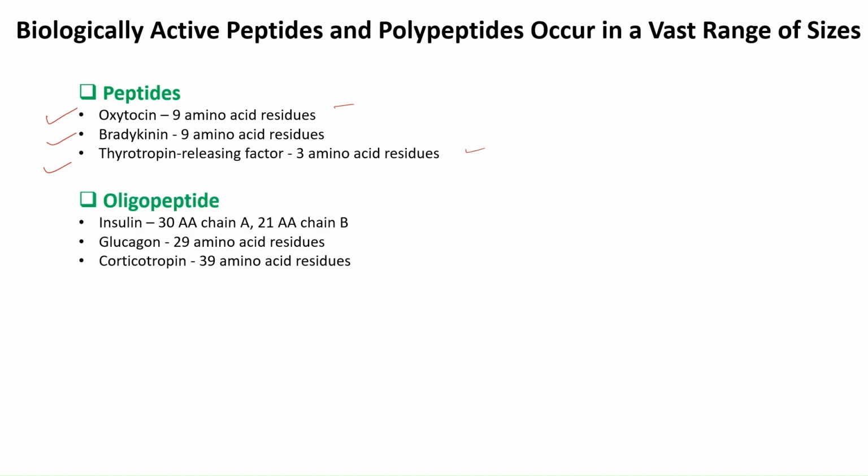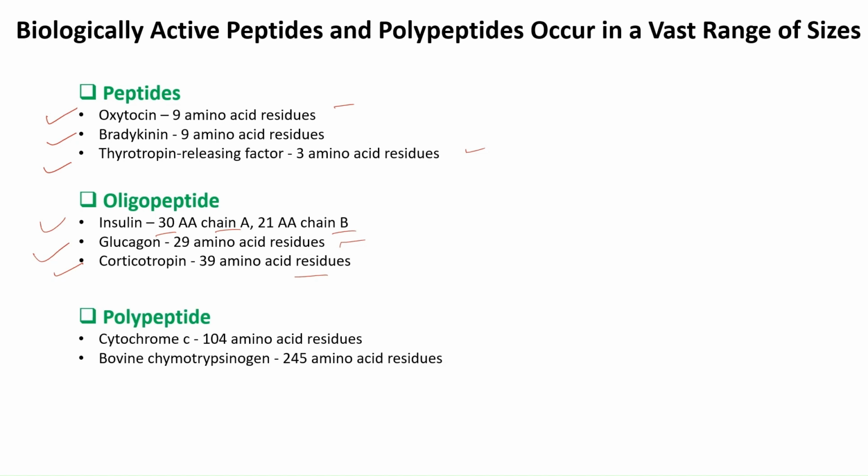Coming to oligopeptides. Insulin helps to lower the blood sugar. It consists of two chains, A and B, or alpha and beta. Chain A consists of 30 amino acids and chain B consists of 21 amino acids. Glucagon, which helps to increase the blood glucose level, consists of 29 amino acid residues. Corticotropin, which helps to stimulate the adrenal cortex, consists of only 39 amino acid residues. So these are biologically active oligopeptides.